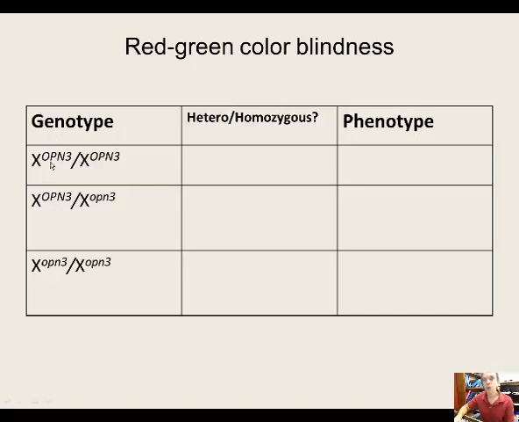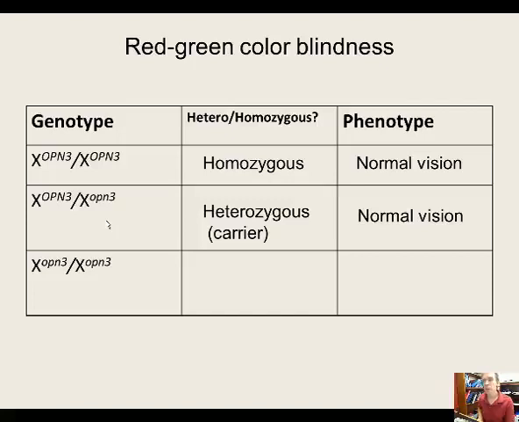A female who is homozygous for 2 normal copies, the genotype would be rewritten like this. She would be homozygous, and she would have normal vision. If a female is a carrier for 1 mutation for an allele that causes red-green color blindness, her genotype would be written this way. Uppercase OPN3, lowercase, dominant recessive. She's a carrier, but she has normal vision. Again, the normal vision is dominant.